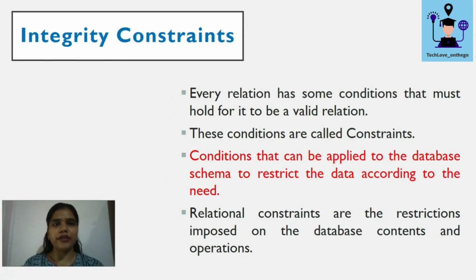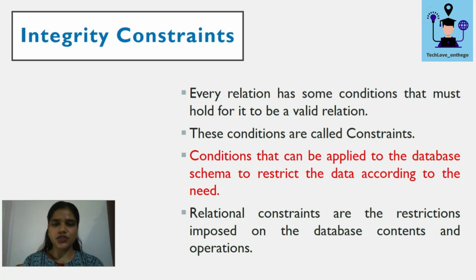So the first topic is integrity constraint. So what is basically a constraint? Constraints are known as conditions, and every relation has some conditions that must hold for it to be a valid relation. Conditions that can be applied to the database schema to restrict the data according to the need. So every relation follows some conditions which have been imposed by the database designer on the relation or database. So everyone needs to follow all those conditions according to Codd's rules. As we already know, even if you are working on the low level design, even after that you need to follow all the conditions or constraints.